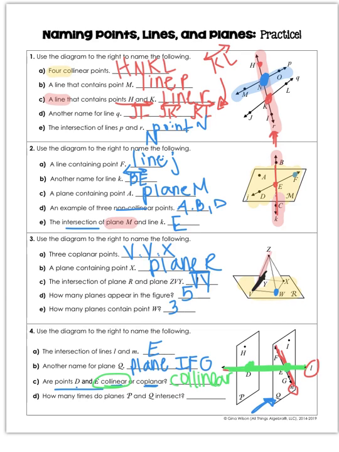And then last question, how many times do planes P and Q intersect? Well, I see plane P over here and plane Q over here, and although the line crosses through both of them, I see that these two planes never intersect each other, so they don't intersect at all. So that's zero times. Okay, so a lot of different examples.